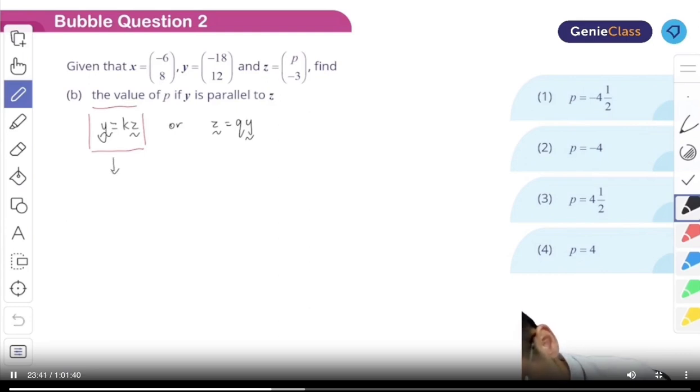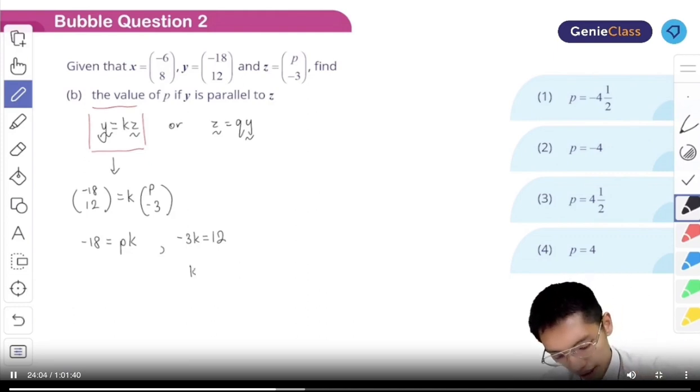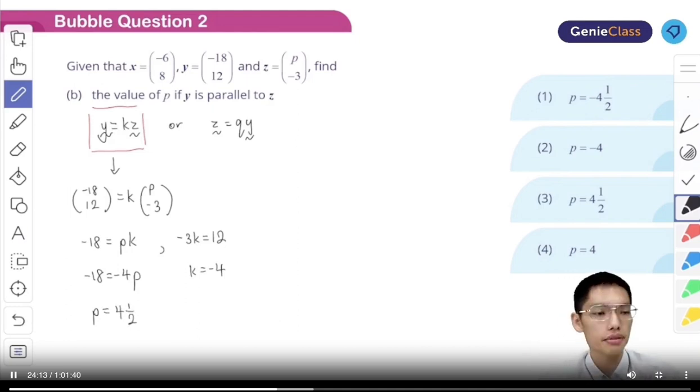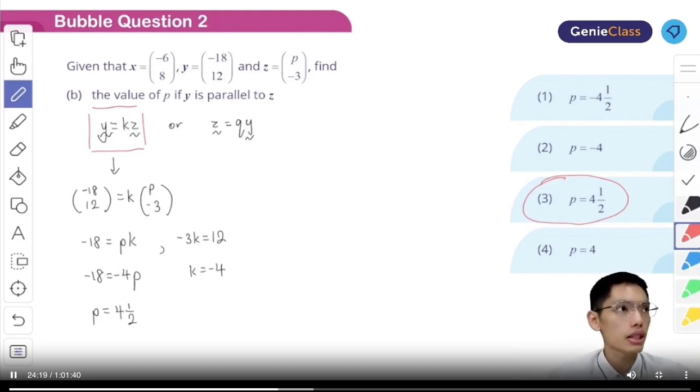So when we solve this from here, we have negative 18, 12 equals to K of P, negative 3. Sorry for that. From here, I have negative 18 equals PK, and the other equation, negative 3K is equals to 12. Now, with PK, I cannot solve for P yet. I hope you all realize from here, I solve for K first before I solve for P, which in this case is 4.5. So take note, just remember from parallel, that's how I got answer number 3. Alright, all good? Okay. I hope it's good.